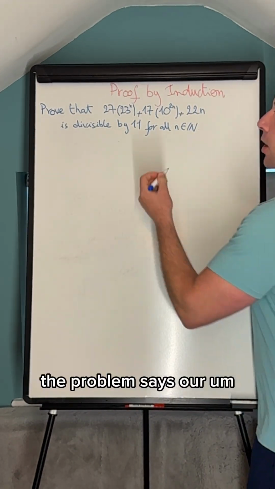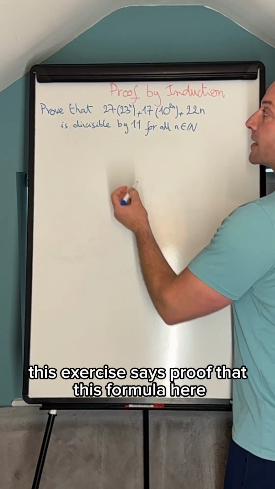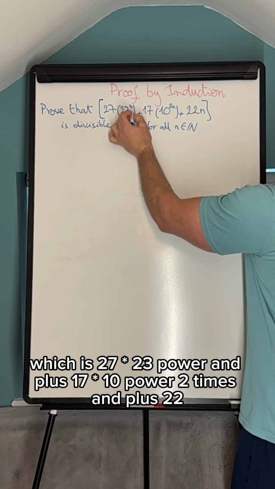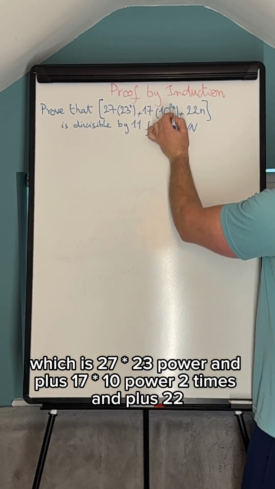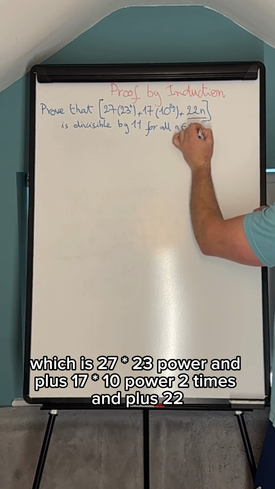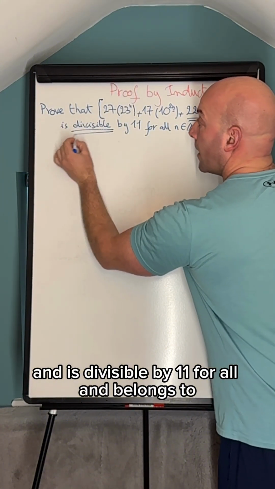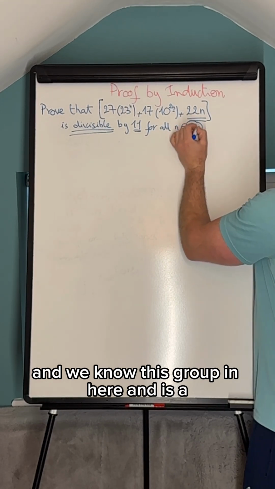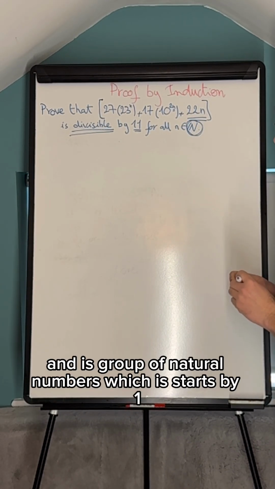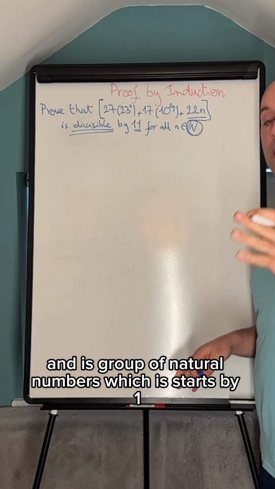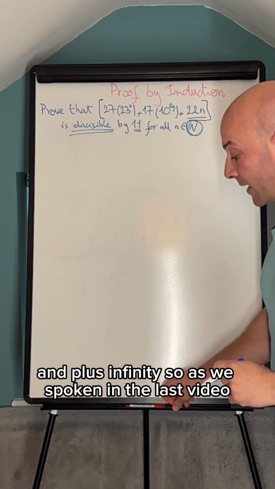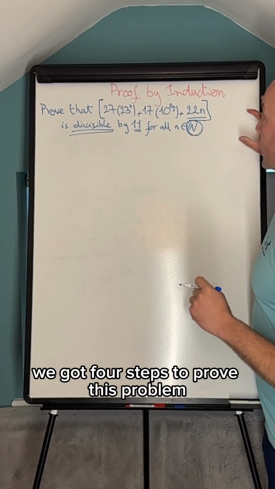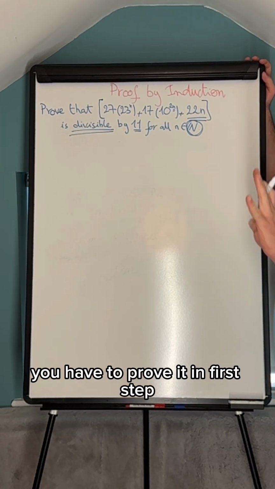The exercise says: prove that this formula, 27 times 23 power n plus 17 times 10 power 2n plus 22n, is divisible by 11 for all n belonging to N. We know N is the set of natural numbers, which starts with 1, 2, 3, 4, 5, etc., until plus infinity. As we spoke about in the last video, we have 4 steps to prove this problem.